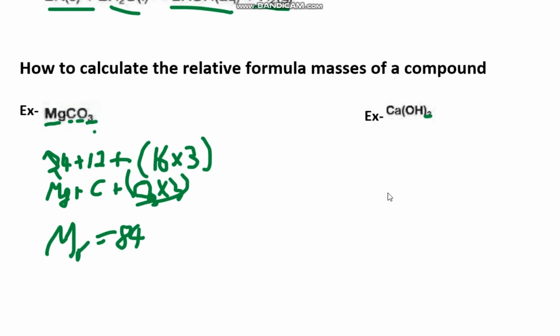And then we have calcium hydroxide. Calcium has a relative atomic mass of 40, and now this is a tricky one, that oxygen, there are 2 oxygen atoms and there are 2 hydrogen atoms too. So we'll just do 16 multiplied by 2 plus 2.